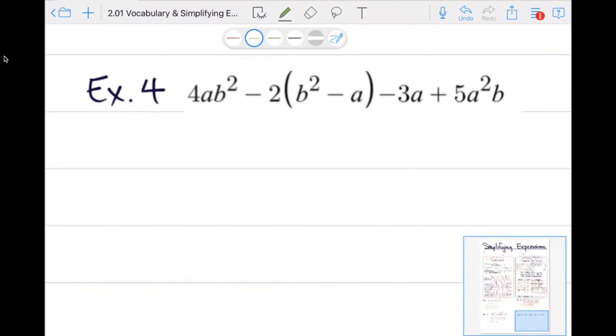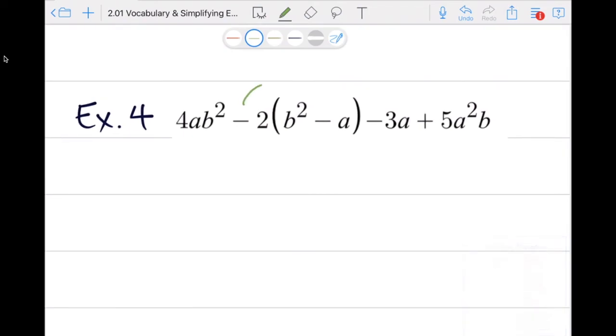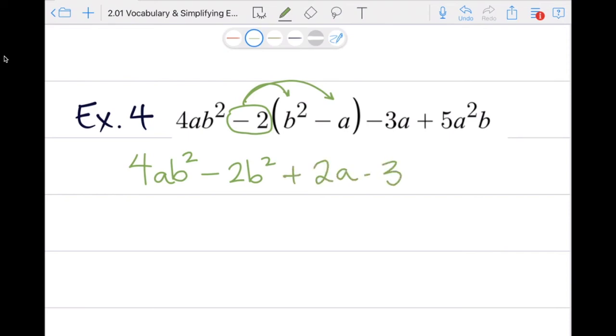And finally, kind of a messy one. Normally you're going to see x's and y's and things like that in Algebra 1, but I definitely want you to be comfortable if you see other letters or variables. So let's look for distribution. Here we're going to distribute. Be careful. You are distributing a negative, so make sure you multiply by a negative. So let's write what we've got for the next line. We're going to do a negative 2 times b squared, so negative 2b squared, and then a negative 2 times negative a is positive 2a, and then a minus 3a, and then a plus 5a squared b.